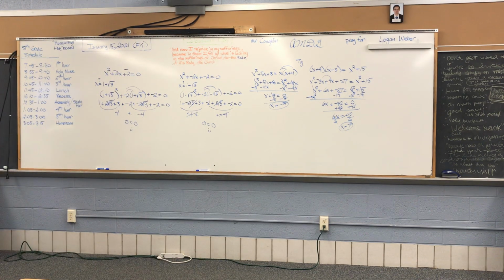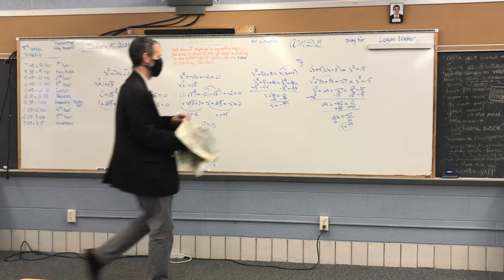Any others you want to see? Yeah, here. x to the 4th equals 25, and they want negative radical 5.